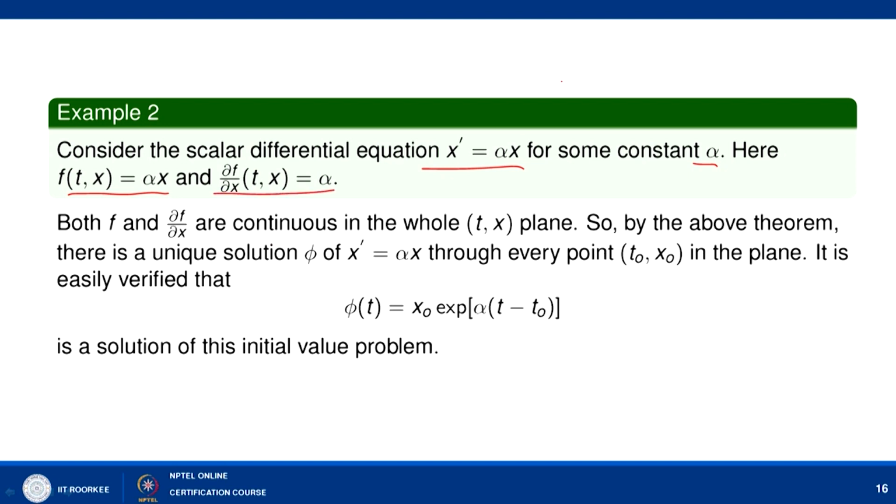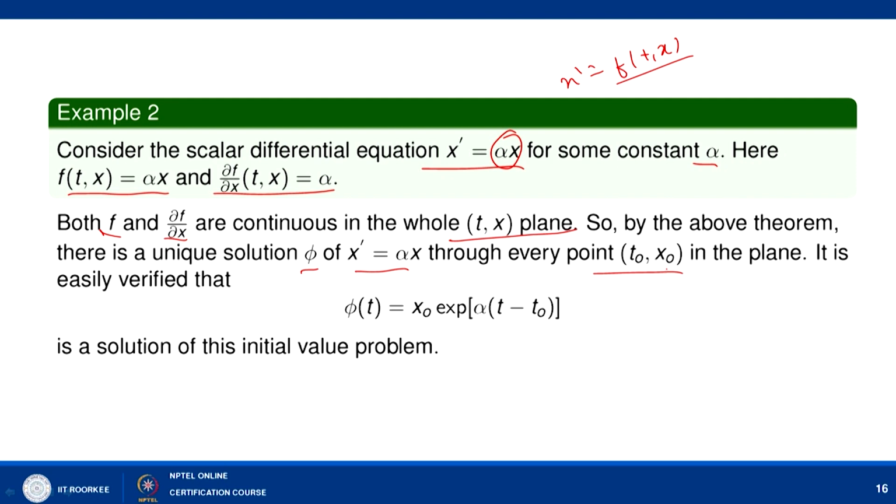So, it means that here x dash equals f(t, x), and this f is continuous because it is alpha x, it is continuous for all x, and the derivative of f with respect to x, which is given as alpha, is a constant value. So, it is also continuous for the entire space. So here we can say that both f and del f by del x are continuous in the whole t-x space. So, by the above theorem there is a unique solution phi of x dash equals alpha x through every point (t naught, x naught) in the plane.